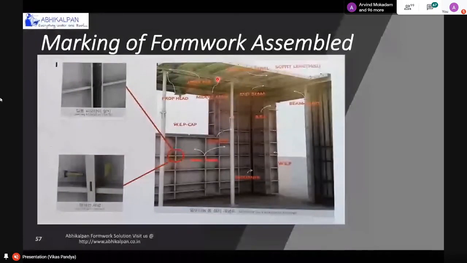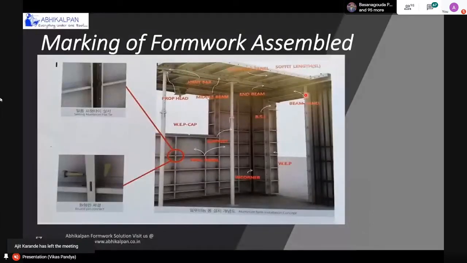Then these are the deck panels. These are the beam panels, which will be mainly on top of the opening. This panel is called BSL. It is the same as SL, but the only difference is that it is placed under the beam. That's why we have named it BSL, or we can call it soffit 2. Then the wall end panel, then the window cap panel, window bottom panel, and beam bottom panel.